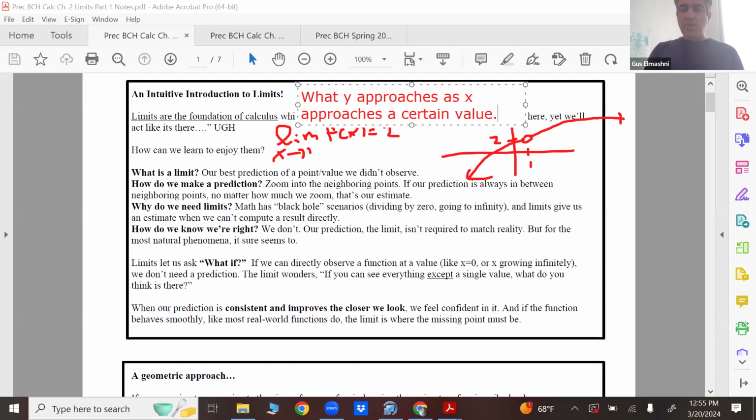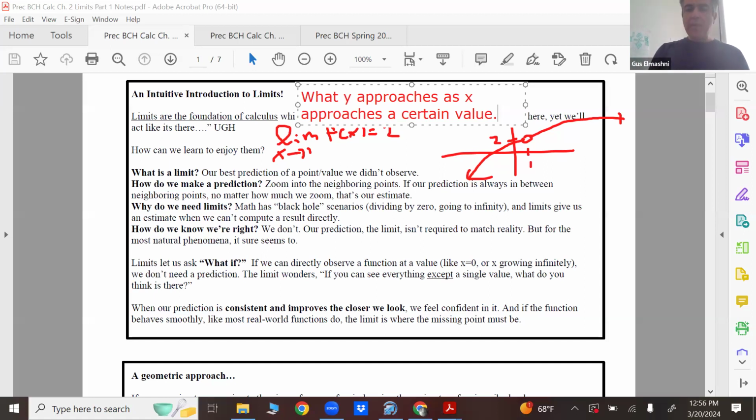So how do we make a prediction? You could obviously go to Desmos or a TI-84 calculator and zoom in and get close. And sometimes you can see that. So there's a numerical way of approaching a limit. Just seeing, hey, let me plug in 0.9 or 0.99 or 0.999, or to the right of 1, like 1.01, 1.001, and so forth.